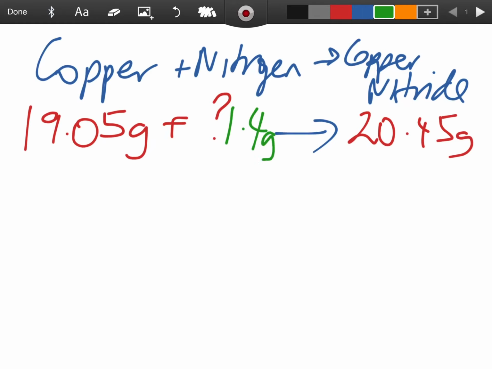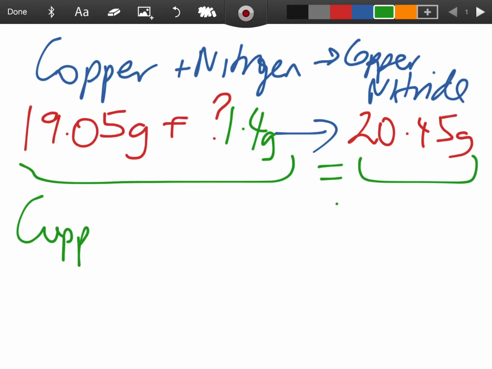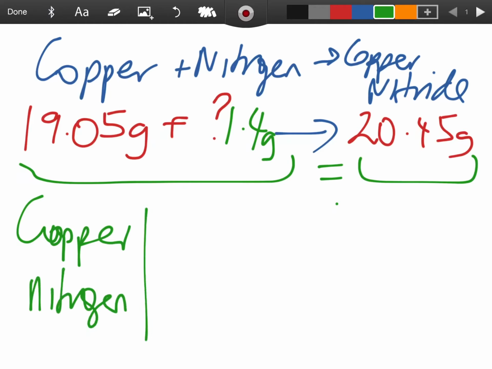Because remember, conservation of mass: the mass of the reactants, which is your copper and your nitrogen, has to equal the mass of the product, which is copper nitrate. Now you're asked to calculate the empirical formula. So you're going to use the same steps as I used in the very first question. This time you're given grams, so that.